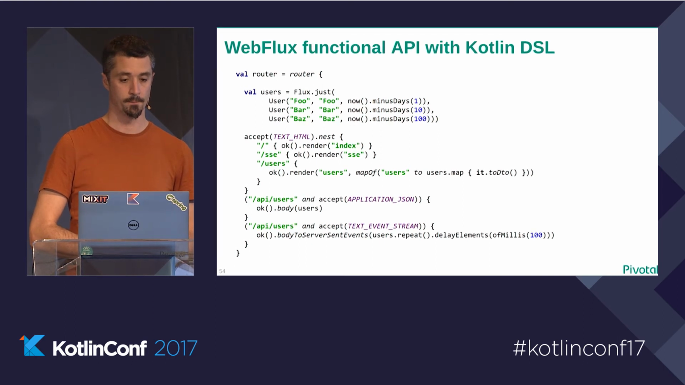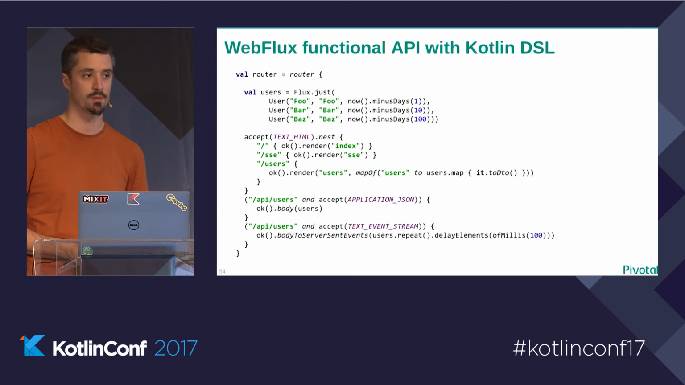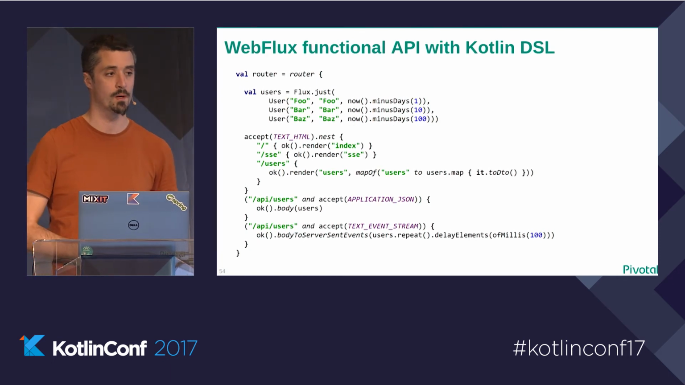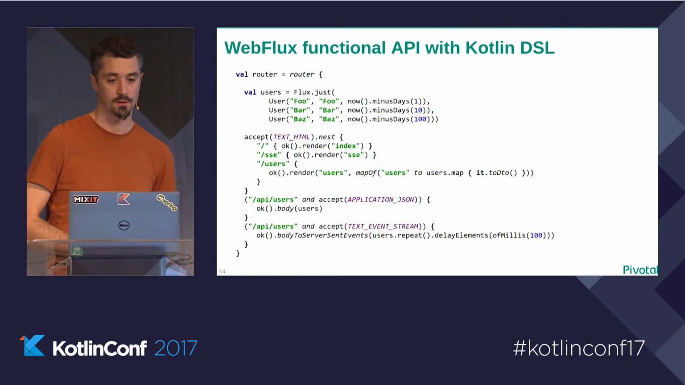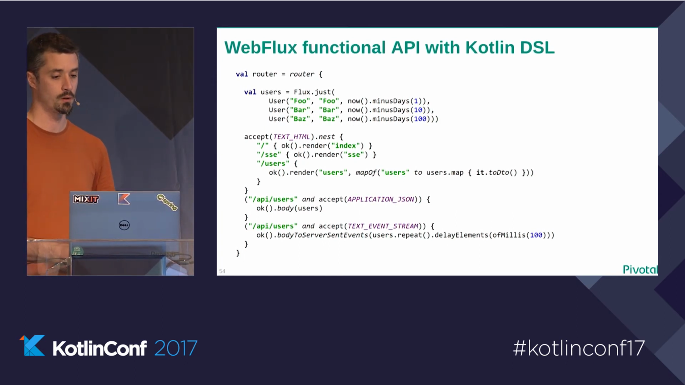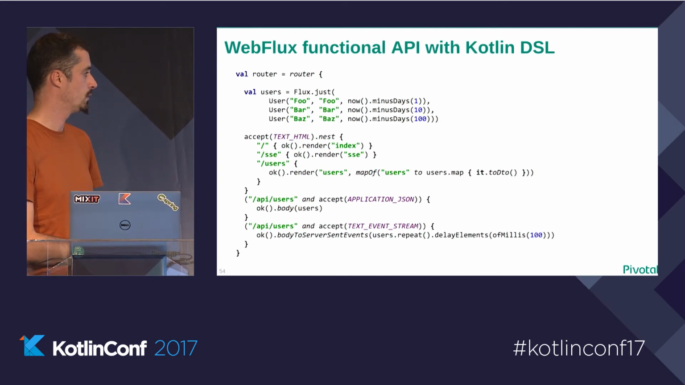So this is a WebFlux functional API with the Kotlin DSL. That's quite different to what you are used to with annotations. You can see that, so that's a router. You can see the router DSL here. And we are going to specify various request predicates. You can combine them with operators.